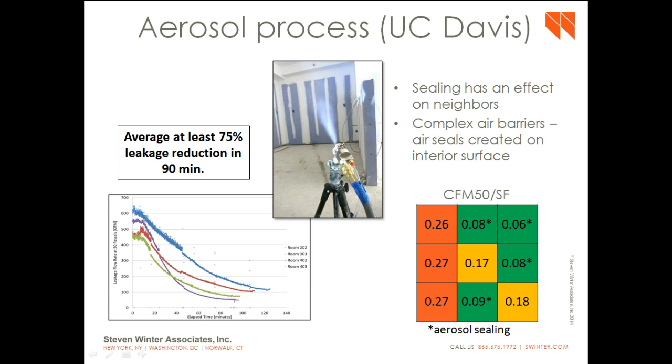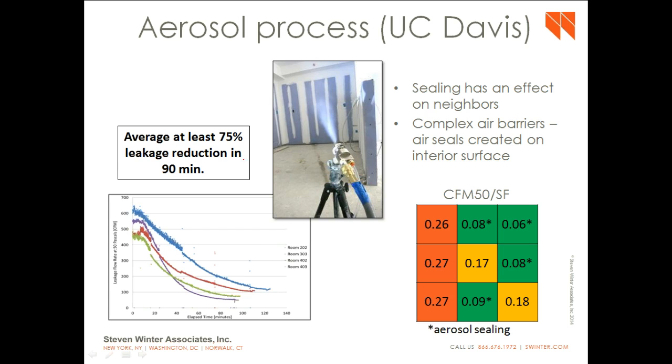So you put a blower door in the apartment door, and you pressurize the apartment to up to 100 pascals, and then you put these injectors in the apartment and spray this mist into the air, and the mist finds its way towards the leaks, and it sticks on the corners of the leaks and eventually plugs them up. So you can see it's pretty effective.